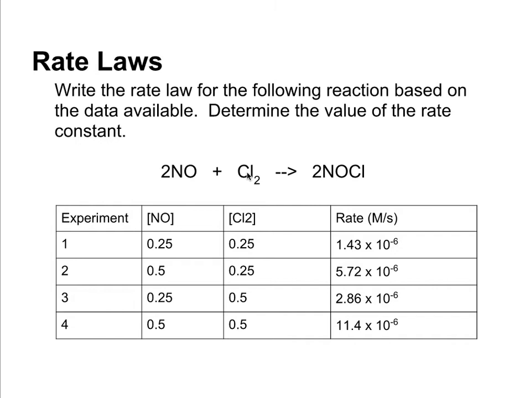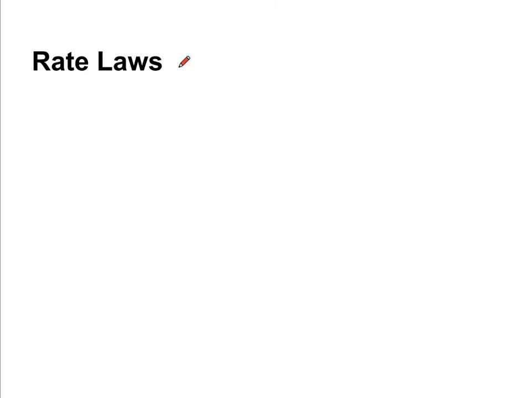On the AP test, you have to show your work of solving the rate laws for the order to get any credit. So in this example, to find the order for NO, we're going to use experiments 1 and 2 because NO changes and Cl2 is the same. And to find the order for Cl2, we're going to use 1 and 3 because NO stays the same but Cl2 changes. So we'll put our general form of the rate law up here.